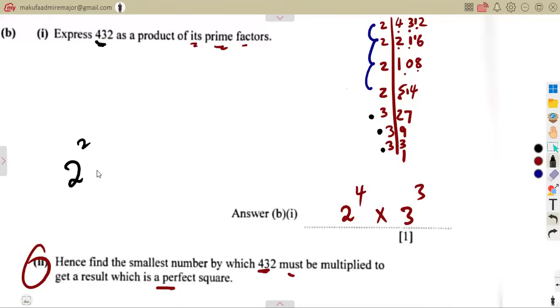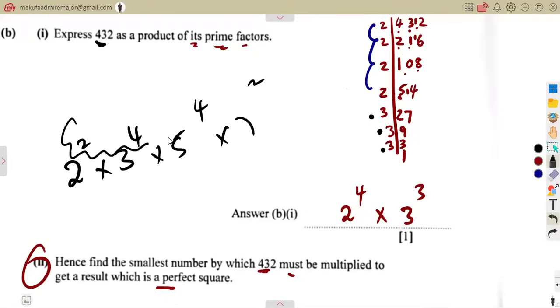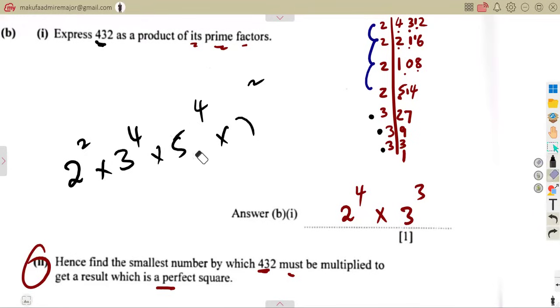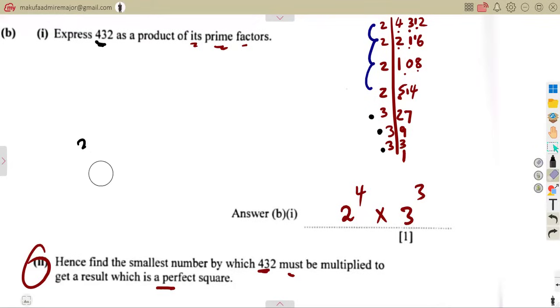2 to the exponent of 2, 3 to the exponent of 4, 5 to the exponent of 4, 7 to the x, they are supposed to be even exponents on top. The moment that you're given an even exponent on top, throughout, the number becomes a perfect square. 2 to the exponent of 4 times 3 to the exponent of 4, this is a perfect square.